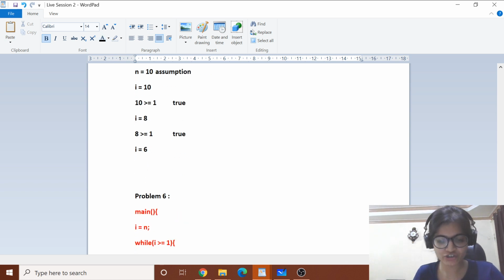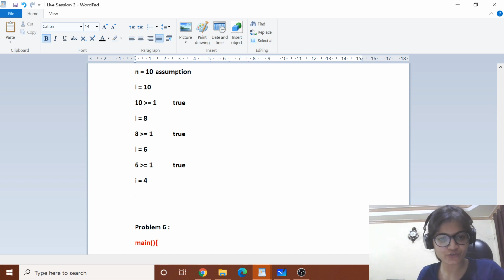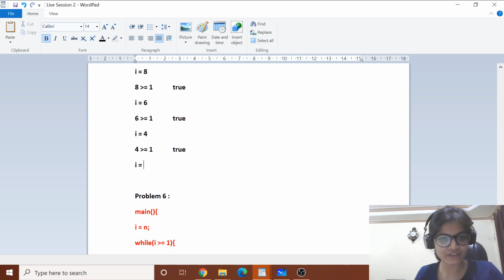Now again the condition will be checked. Whether 6 is greater than equal to 1? Yes, it's again true. And now the value of i is equal to 4. Now again we have to see whether the value of 4 is greater than equal to 1. Yes, it's again true. Now the value of i is equal to... we need to do decrement by 2 now.